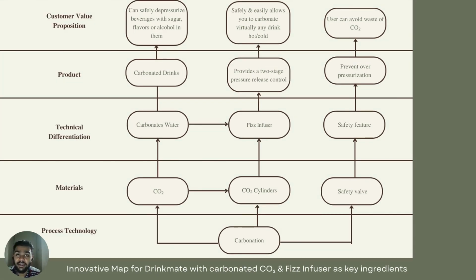Hi, I'm Sanjay, and now let's move to the next material, which is the safety valve. The DrinkMate, which helps to carbonate any liquid, has a safety valve. The technical differentiation is that it is a safety feature which can prevent overpressurization when a consumer presses the carbonation button for too long. It prevents overpressurization by releasing the CO2 gas to the surroundings. With this technology, users can avoid the waste of CO2 gas because for this machine to work, they have to buy the CO2 gas, and eventually they can prevent any explosion due to overpressurization.